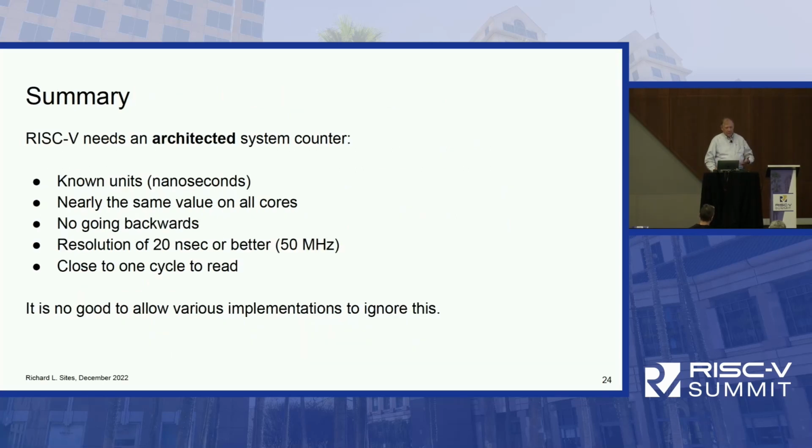So my summary is that I'd like the RISC-V community and the architecture group and the implementations to look at an architected system counter that counts in known units, that has nearly the same value across all the cores, within this communication delay between cores, doesn't go backwards, has a resolution of 20 nanoseconds or better, and is close to 1 cycle to read. If it takes 30 cycles to read, there's too much distortion when you're doing lots of transitions close together.